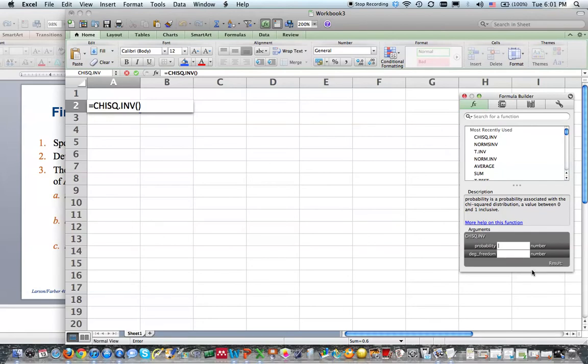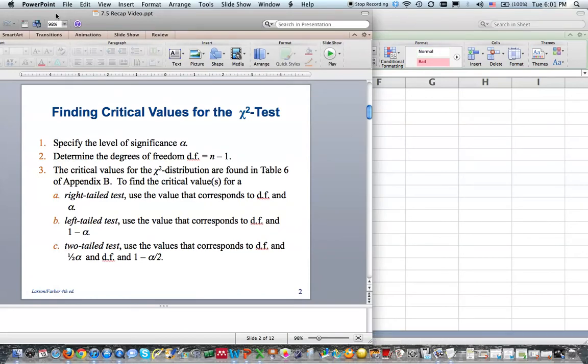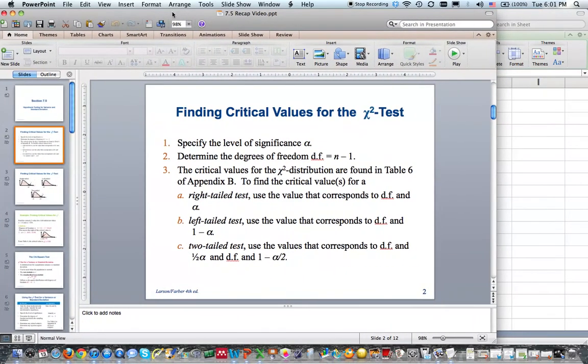So we notice that we need our probability. We would type in here either alpha, 1 minus alpha, or 1 minus alpha over 2. So let's just go 0.05. And then our degrees of freedom, I'll just make something up, 14. And that's what you're going to use to find your information for that part of this section.